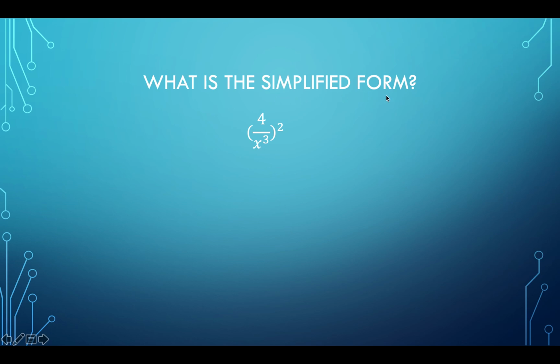Let's try this one. What is the simplified form? In parentheses, we have 4 over x to the third, and all of this raised to the second power. So what we have to do is distribute the 2 to the numerator and the 2 to the denominator. So we're left with 4 squared over, and now we're going to multiply 3 times 2 because it's a power to a power. So we're left with x to the 3 times 2. We can go ahead and simplify. 4 squared gives us 16. 3 times 2 gives us 6. So your final answer is 16 over x to the 6th power.